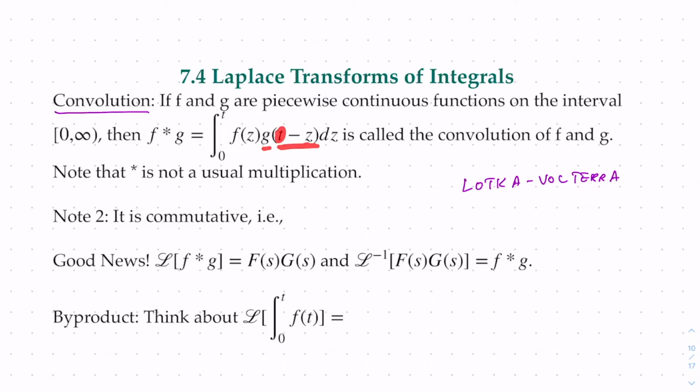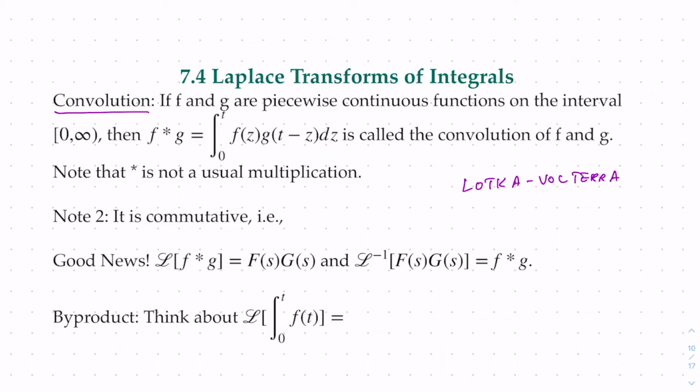Remember this, g of t minus z. This t is the variable that we're going to be plugging in. The result eventually is going to be a function of t. This is not a multiplication, and this is not a composition. And here the variable of integration is z. This is called the convolution.